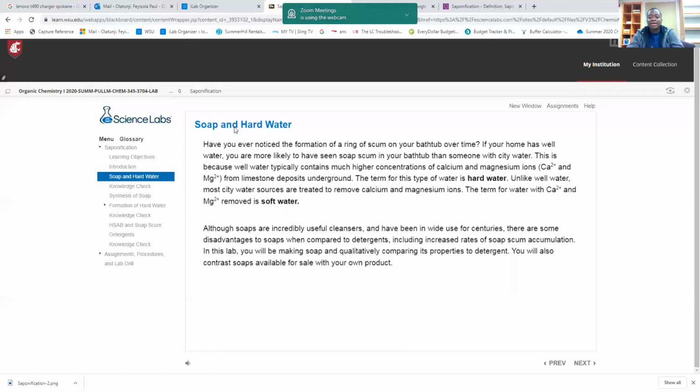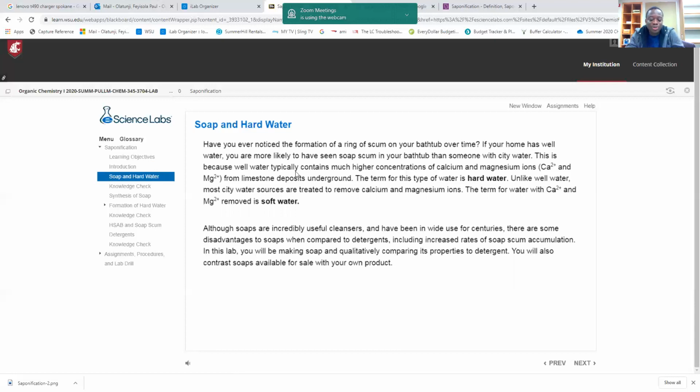Okay, and water that has a very high concentration of these ions, calcium ion and magnesium ion, from limestone deposit underground, those waters are usually known as hard water. And water that has a very low concentration or no concentration of these ions is known as soft water. So soap can actually interact with hard water, okay? And that's because the soap is interacting with the calcium and the magnesium in the water.